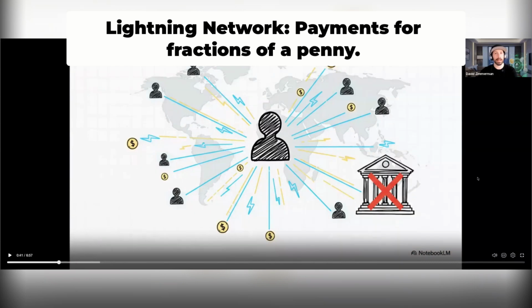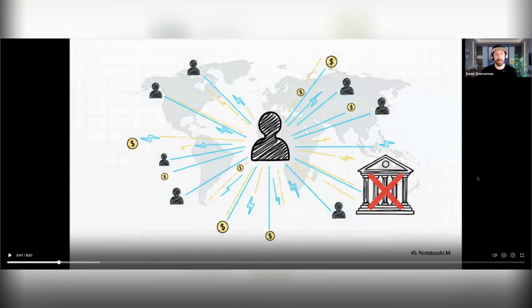Like you can't make a payment for a 1,000th of a penny using stables because the gas to make that transaction is like orders of magnitude greater than the actual value being transferred. On Lightning, you can. If you wanted to send someone a couple Satoshis, you can do that. And a couple Satoshis is a tiny fraction of a penny.